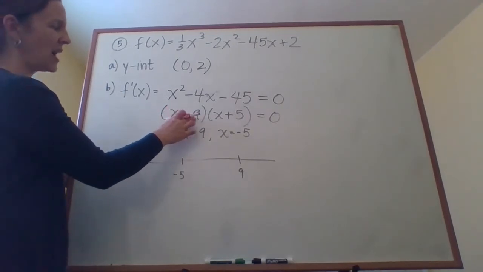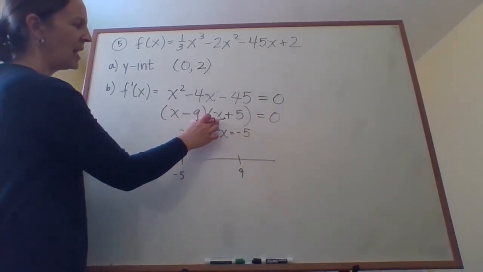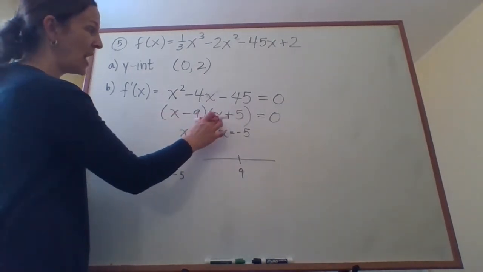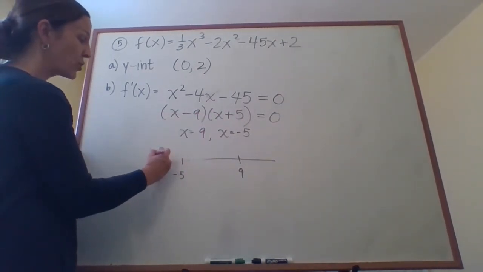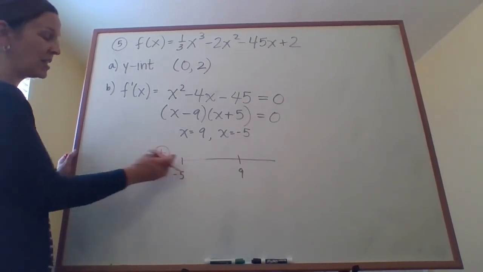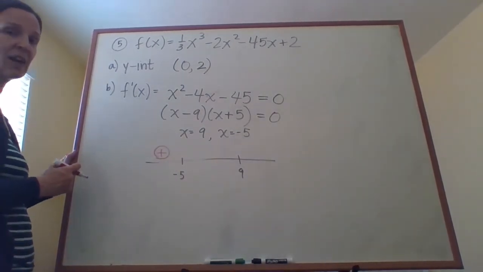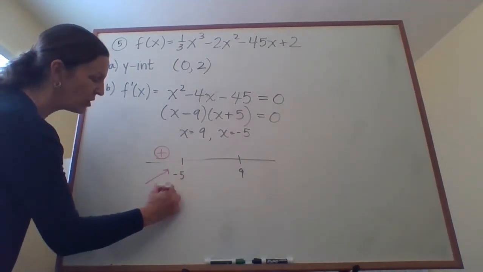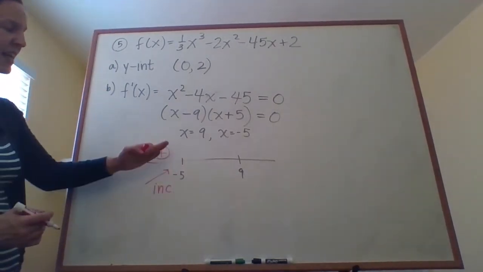Negative 6 minus 9, that's going to give me a negative. Negative 6 plus 5, that's also going to give me a negative. So negative times negative is going to be positive. So my derivative is going to be positive for all values to the left of negative 5. That means that my function is increasing. Okay, it's headed up in this interval.